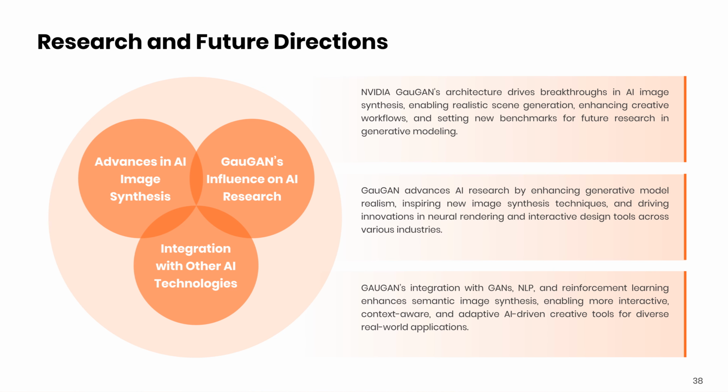GauGAN stands at the forefront of AI-driven image synthesis. Its architecture is not just about fast rendering, it embodies a principled approach to turning coarse sketches and label maps into photorealistic scenes, and it serves as a proving ground for ideas that cut across vision, rendering, and human-computer interaction.